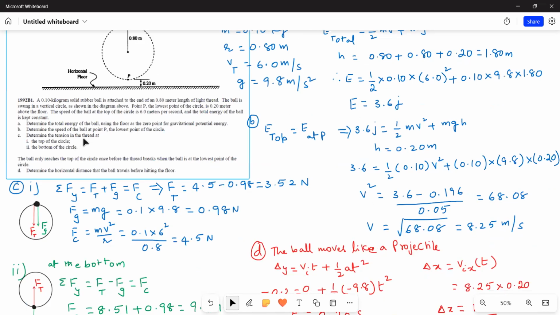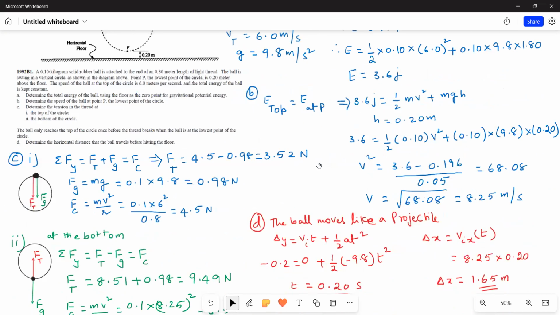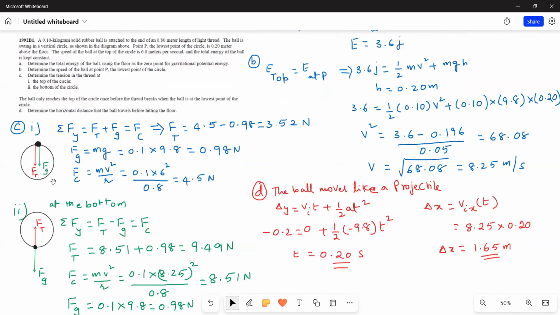Next, the C bit has two sub-questions. It asks us to find the tension at the topmost point and at the bottommost point. At the topmost point, both the tension and gravity act downwards, and they contribute to the centripetal force. Therefore, sigma Fy is equal to Ft plus Fg is equal to Fc, so Ft is equal to Fc minus Fg. Fg is equal to mg, so 0.1 times 9.8 is equal to 0.98 newtons.